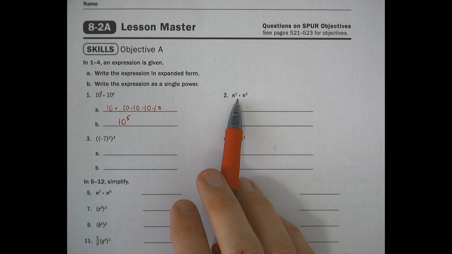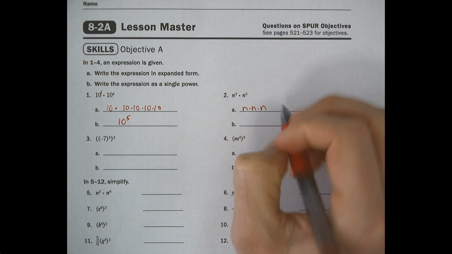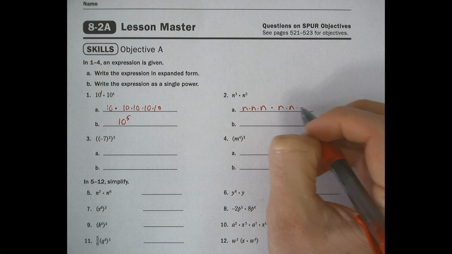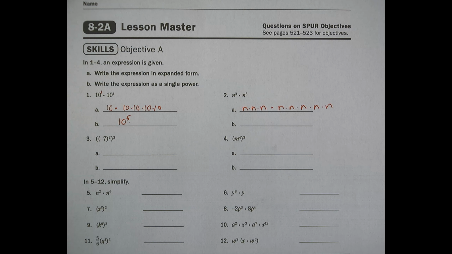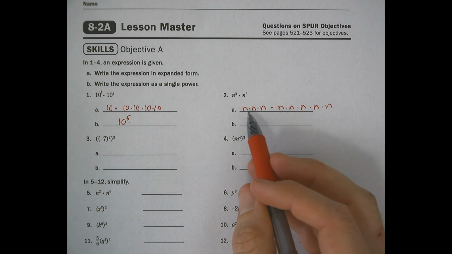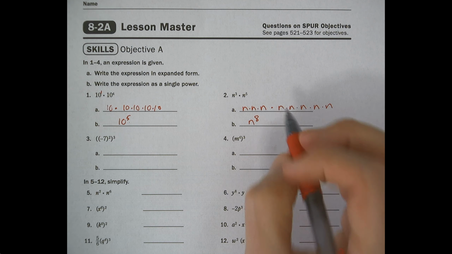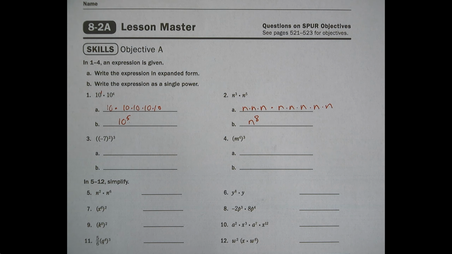All right, number 2. N to the 3rd is n times itself 3 times. It's being multiplied by n to the 5th. So that's n 5 times. And now if I want to go ahead and just combine all of that as a single power, it's the same base, so I can put it all together. There's 8 of them. So it's n to the 8th. So again, when you're multiplying similar bases, you add the exponents.